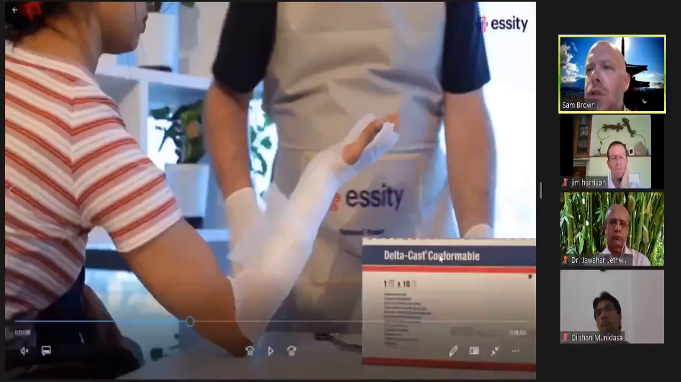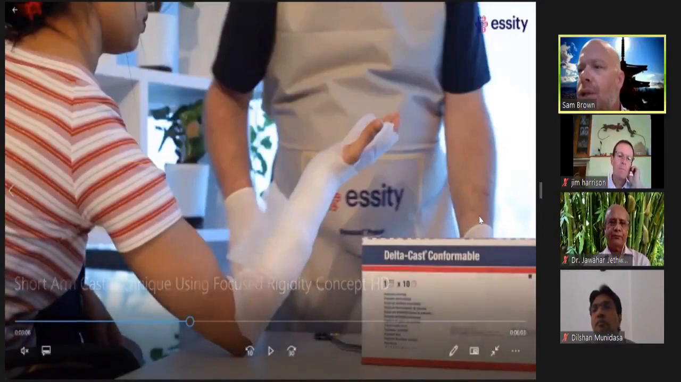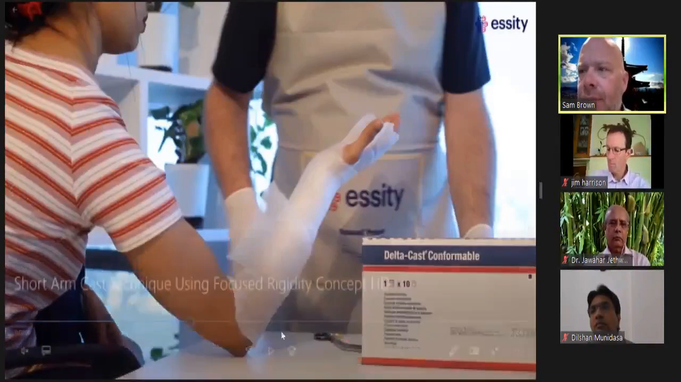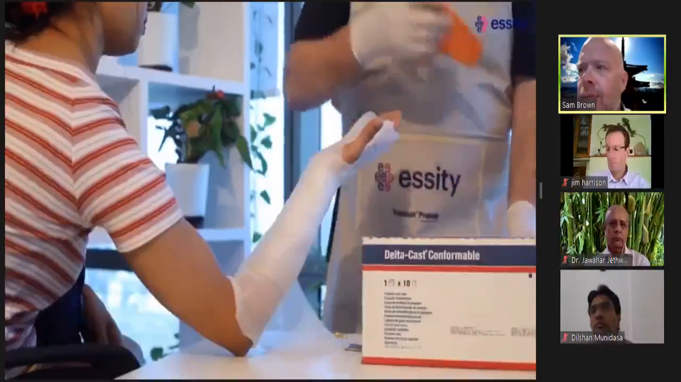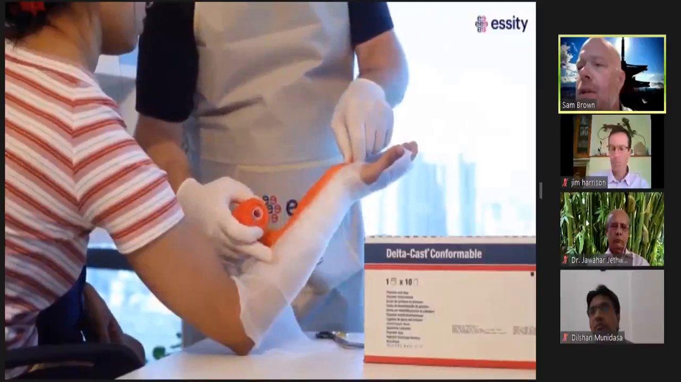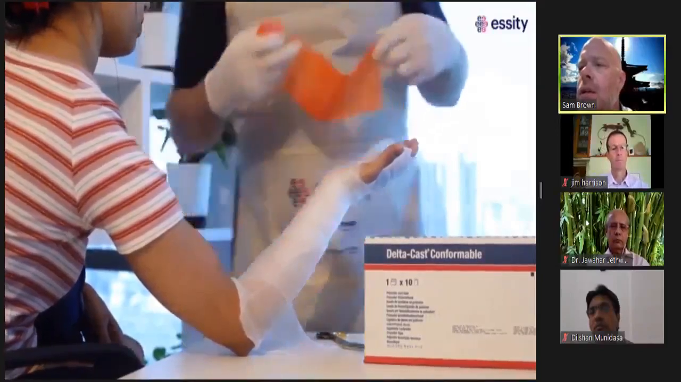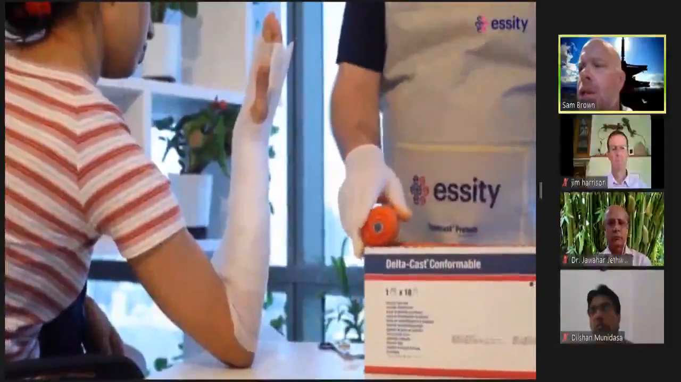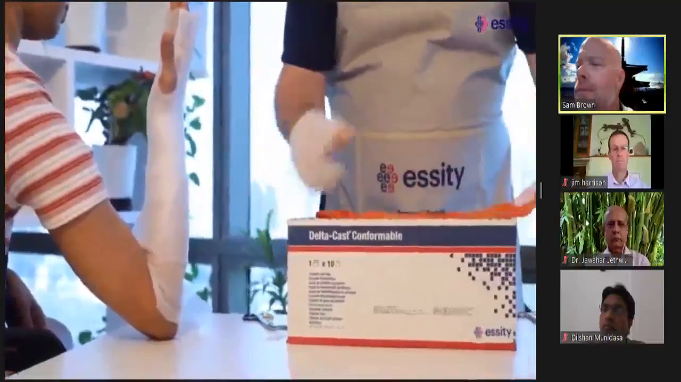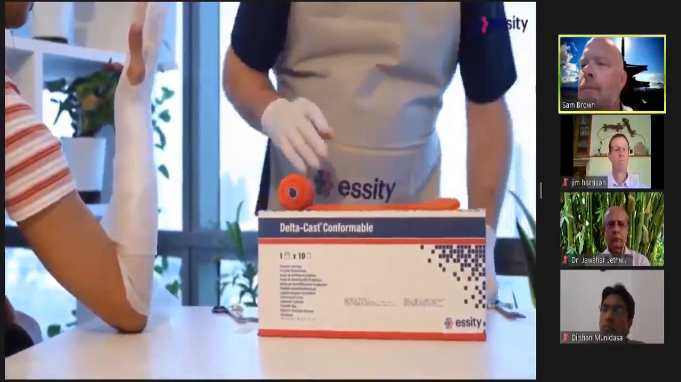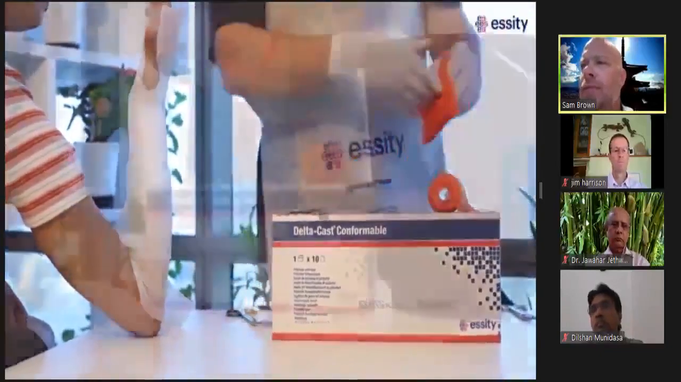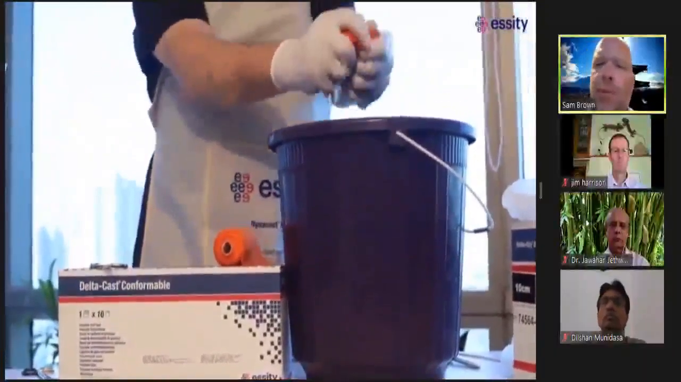So next we're going to jump into a video demonstration of this technique that I just talked about. Here I've already applied the Delta Dry stockinette and the Delta Dry padding. Now here I'm going to measure a slab for the volar aspect. I want it to go from the palmar crease to about mid shaft. And once I measure my slab, I'm going to make a 3-layer slab. Next, I'm going to submerge it into water. By the way, I always use room temperature water, never hot water.